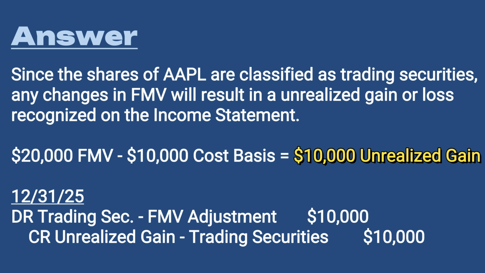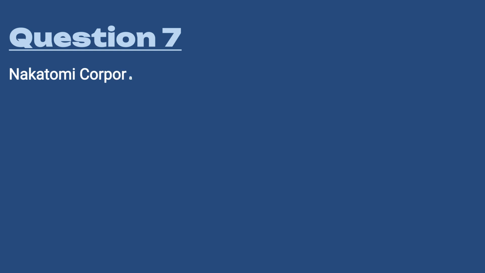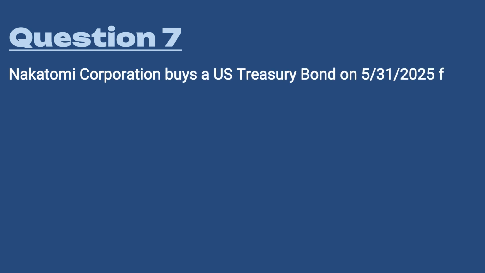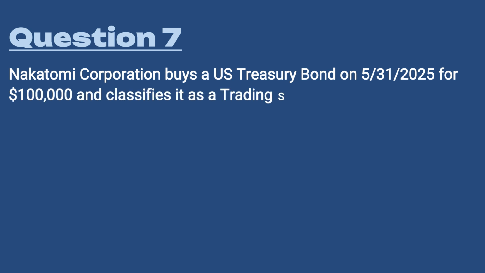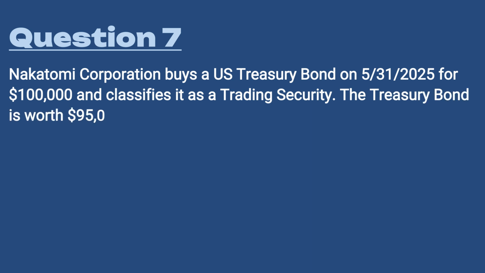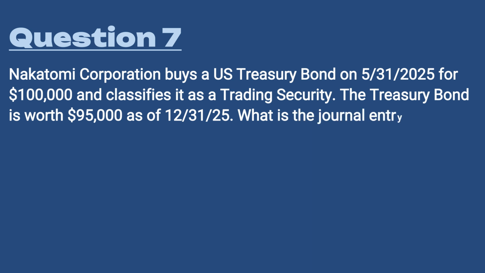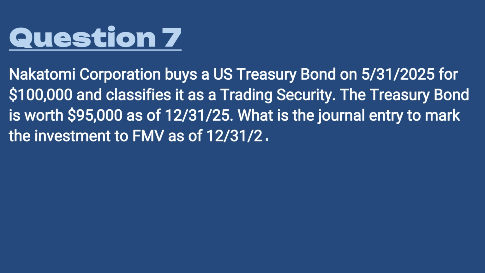Question number 7. Nakatomi Corporation buys a U.S. Treasury bond on 5/31/2025 for $100,000, and they classify it as a trading security. The Treasury bond is worth $95,000 as of 12/31/2025. What is the journal entry to mark the investment to fair market value as of 12/31/2025?